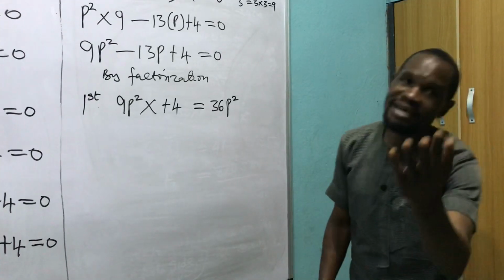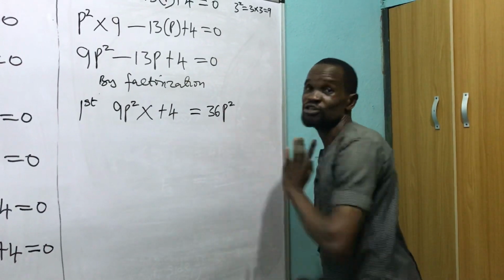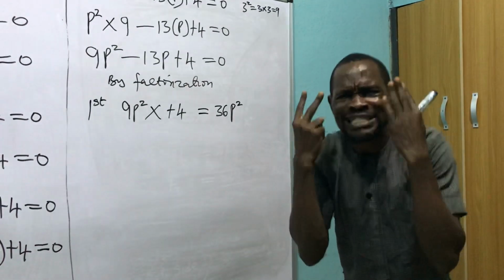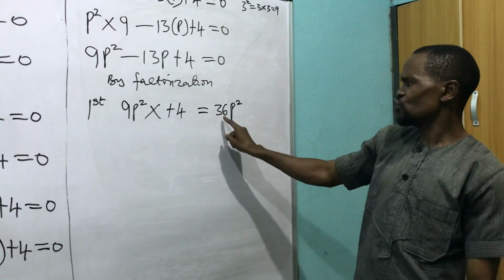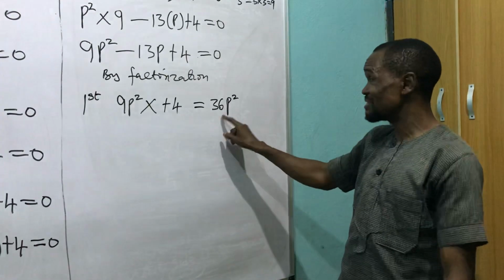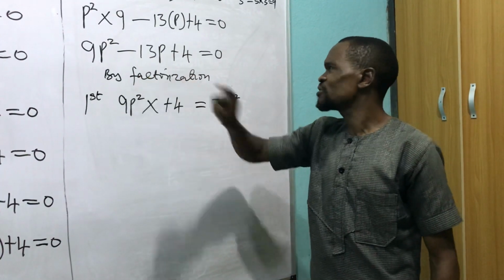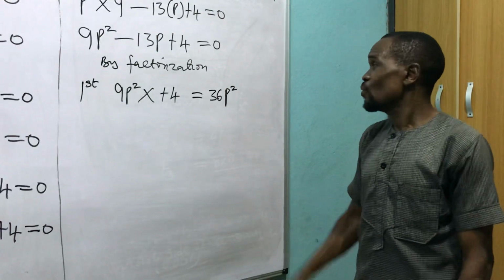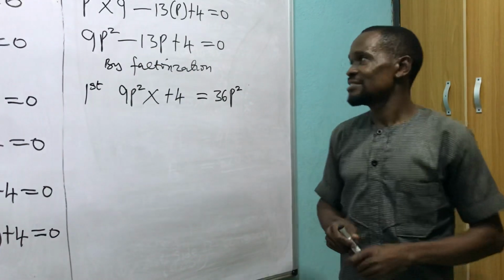The next thing, I will ask myself, because I've gotten the range of the factor I'm looking for, what two terms can I multiply together? When I multiply these 2 terms together, it will give me 36p squared. When I add them together, it will give me minus 13. When I multiply them together, give me 36. When I add them together, give me minus 13.